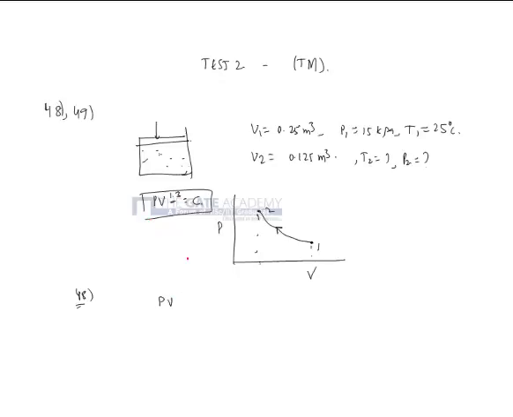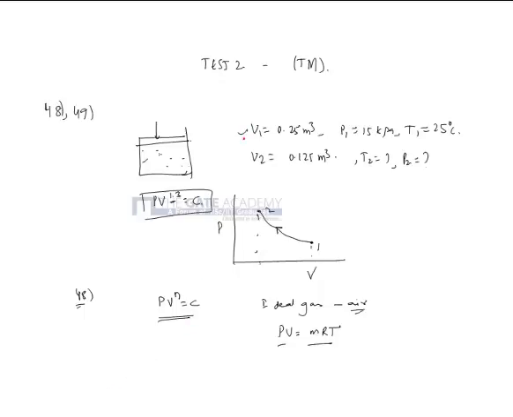Let's put this 1.3 for the time being as n. So PV^n is equal to C. Assuming that the gas is ideal, so the air is ideal basically, one can use PV = mRT, assuming that it's ideal. So we need to find out T2.